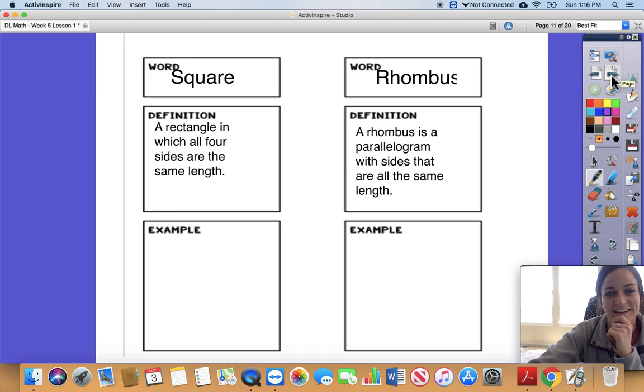All right. So pause the video if you haven't written down those definitions. Make sure you draw examples.